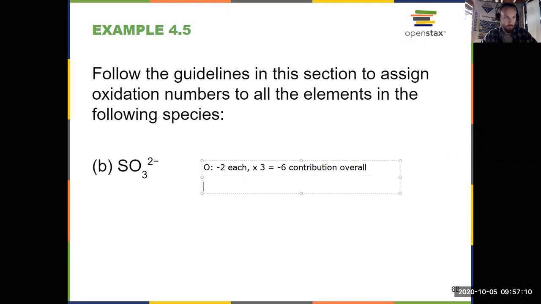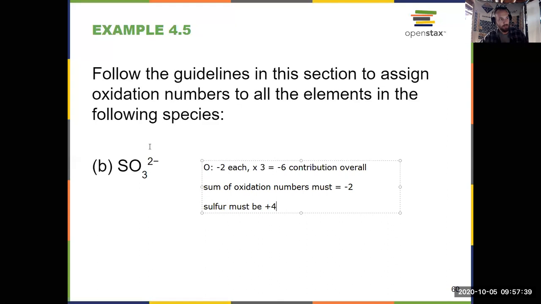The sum of the oxidation numbers must equal the overall charge, in this case, which is -2. So if I have -6 for my oxygens, what must sulfur be? It must be +4, because it's -2, -2, -2 for each of the oxygens, -6 total. To make the sum of them equal to -2, it has to be +4.